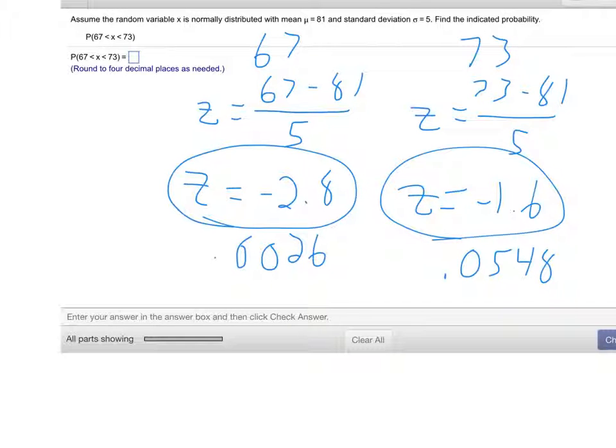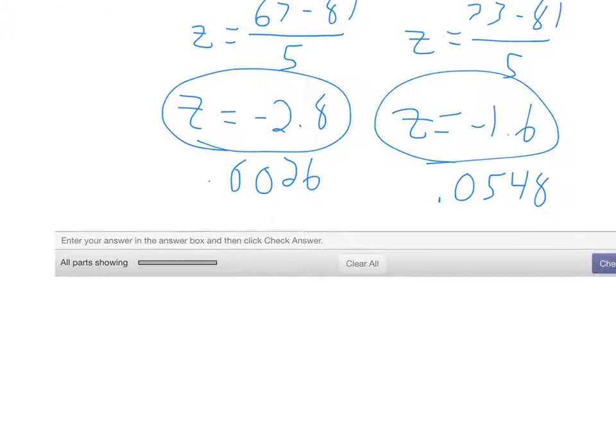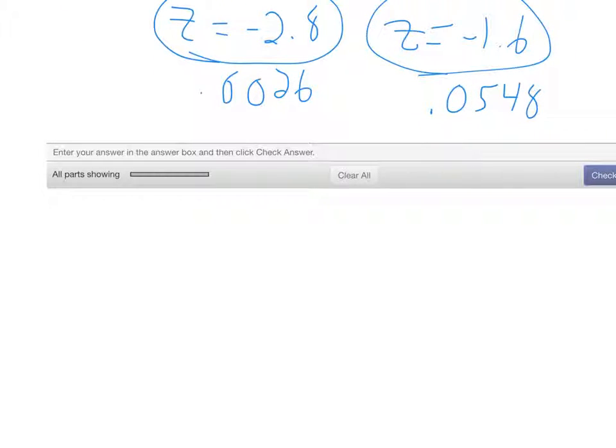I probably can't draw a real good picture here, but I'll try to draw the normal curve. So you've got the normal curve, then you have these two z-scores. Got the mean right here in the middle, that was the 81. You have 81 right here. Then you have a z-score of negative 2.8, that's going to be over here somewhere, and then negative 1.6 is going to be a little bit over here.